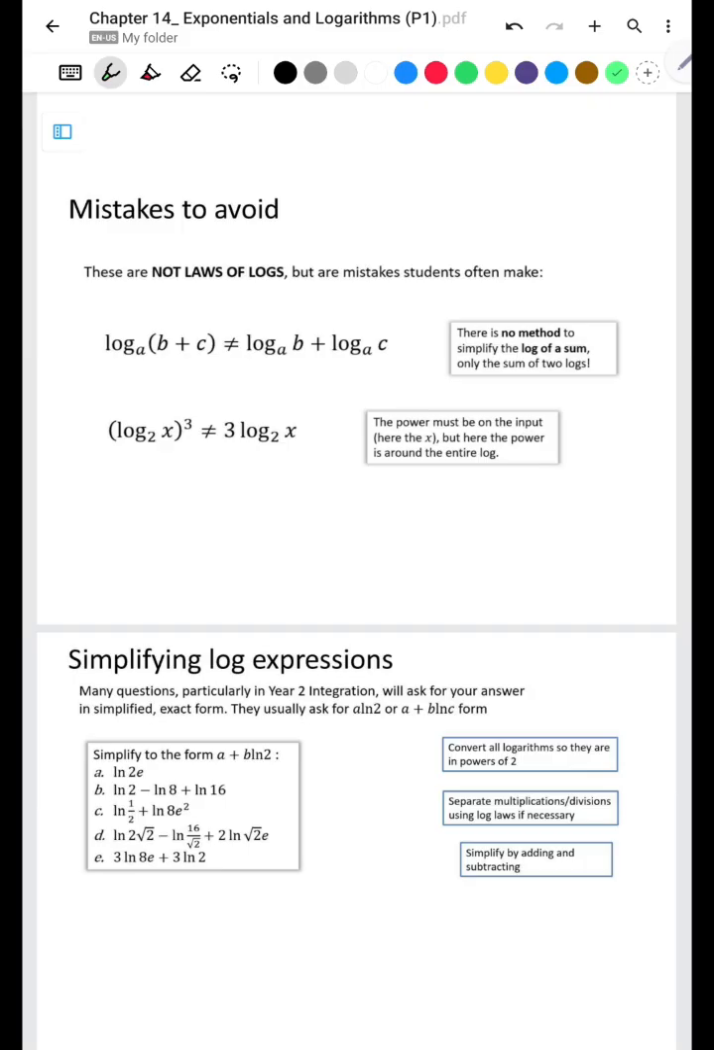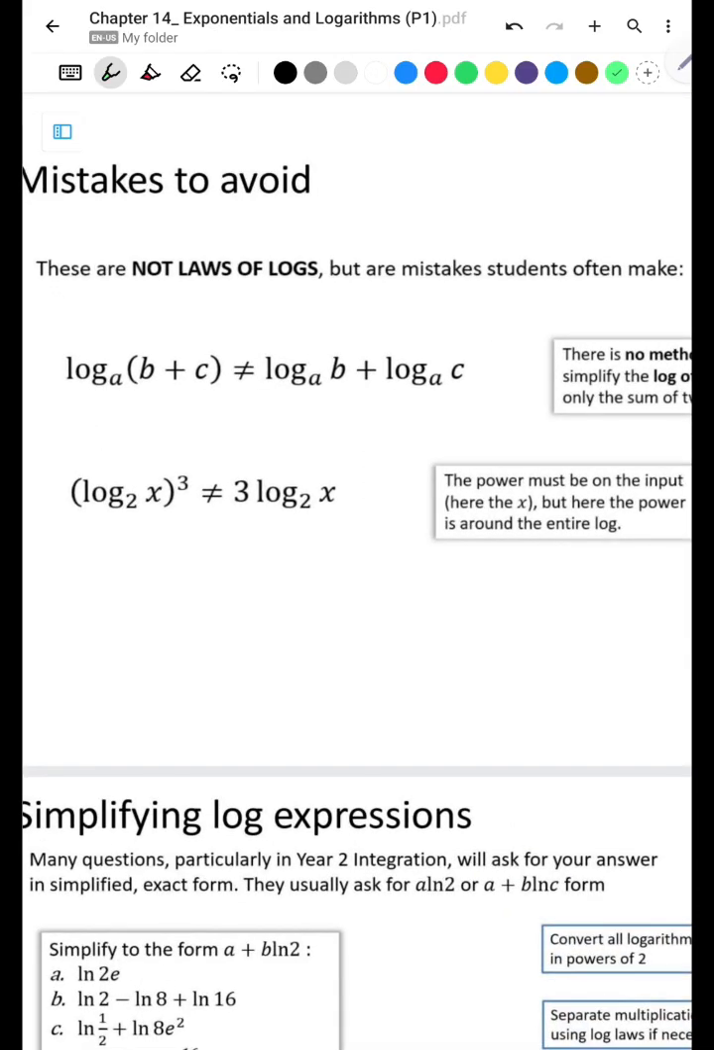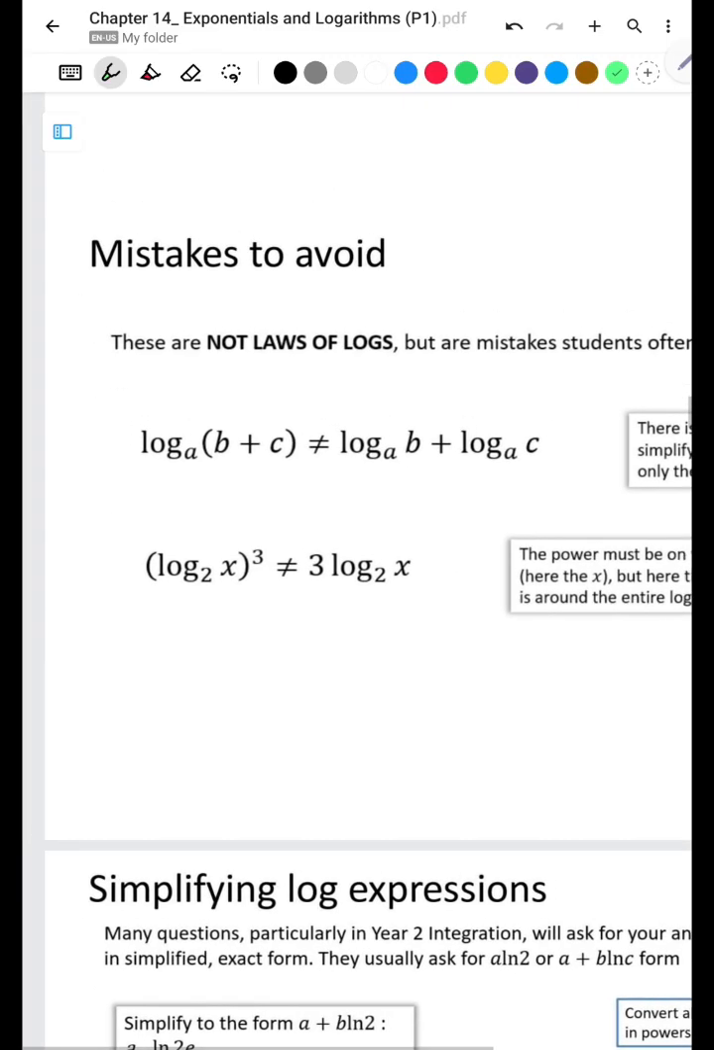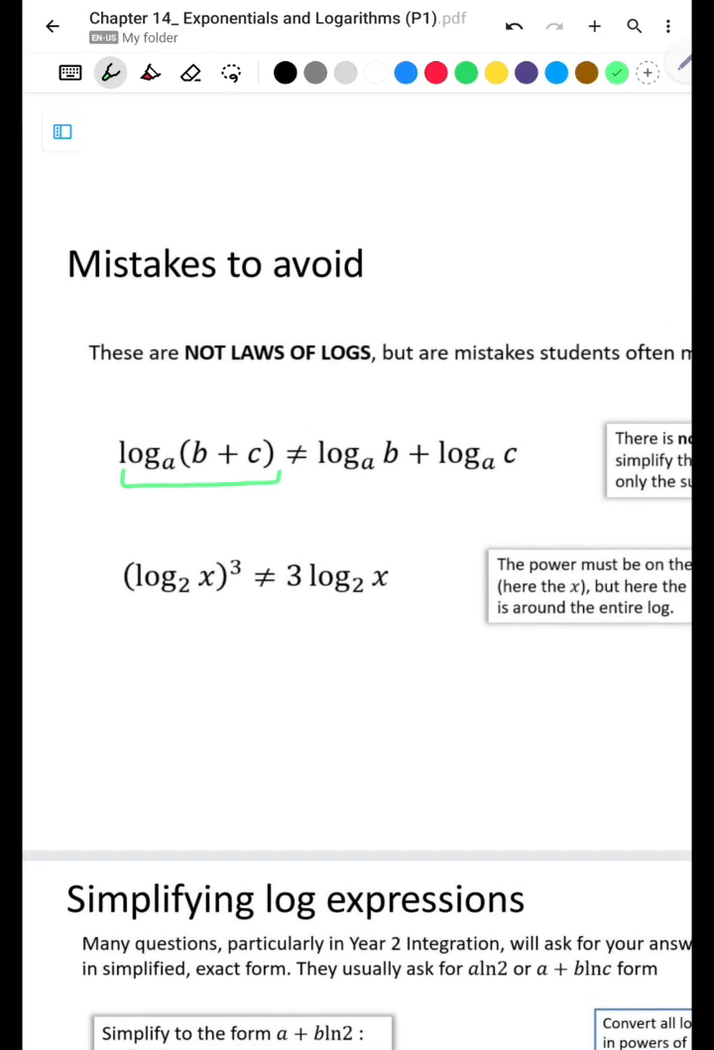As I said earlier, it's very easy to follow the law of logarithms, as well as it's easy to go against the law of logarithms. And here is an example. Log base a of b plus c does not equal this. Instead, this on its own is equal to log base a of b multiplied by c, which is equal to log base a of bc. Not this. This is not equal to this.